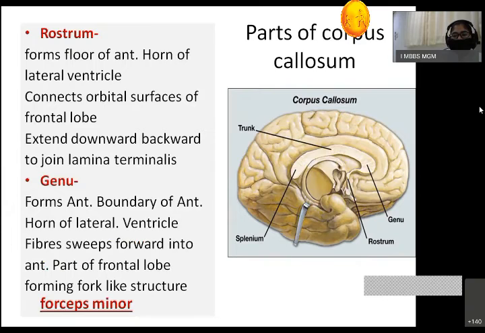Genu forms the anterior boundary of the anterior horn of the lateral ventricle. Some of the fibers from the genu sweep forward into the frontal lobe. These form the fork-like structure called the forceps minor.